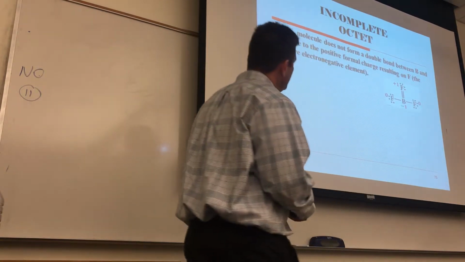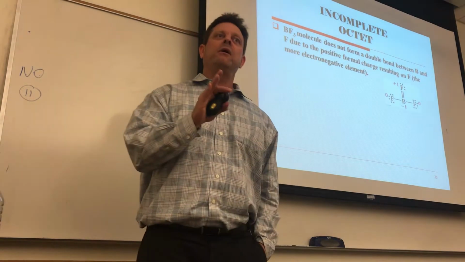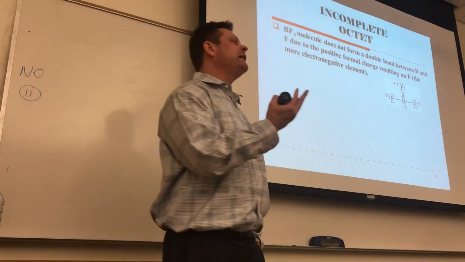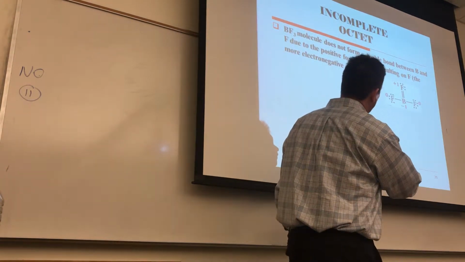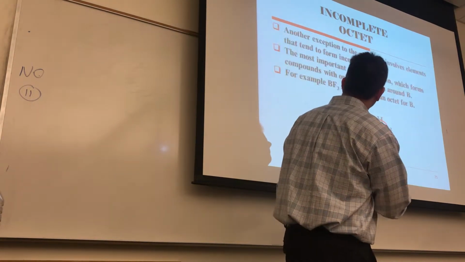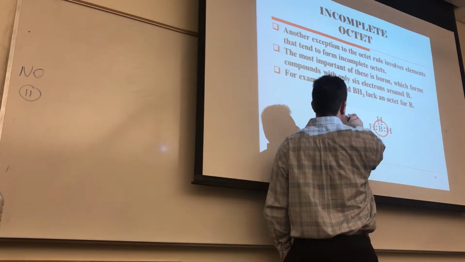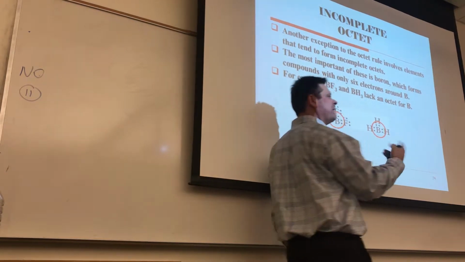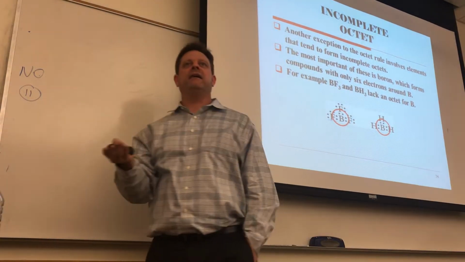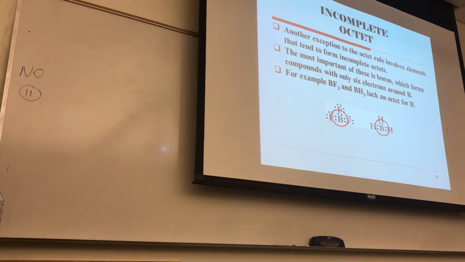Another way to assess this: for example, why do we know that this is stable? Why can't I take one of these, where I have extra electrons around these, and pull down and make a double bond so that my boron has a complete octet?